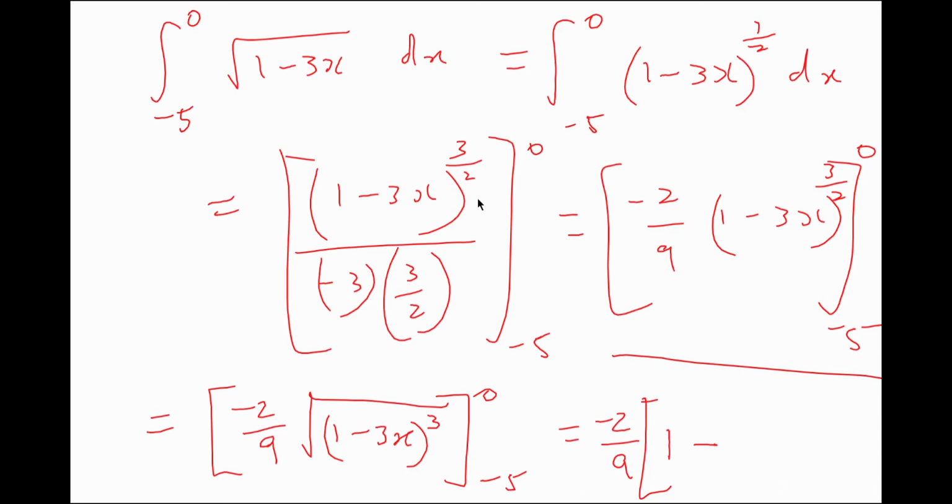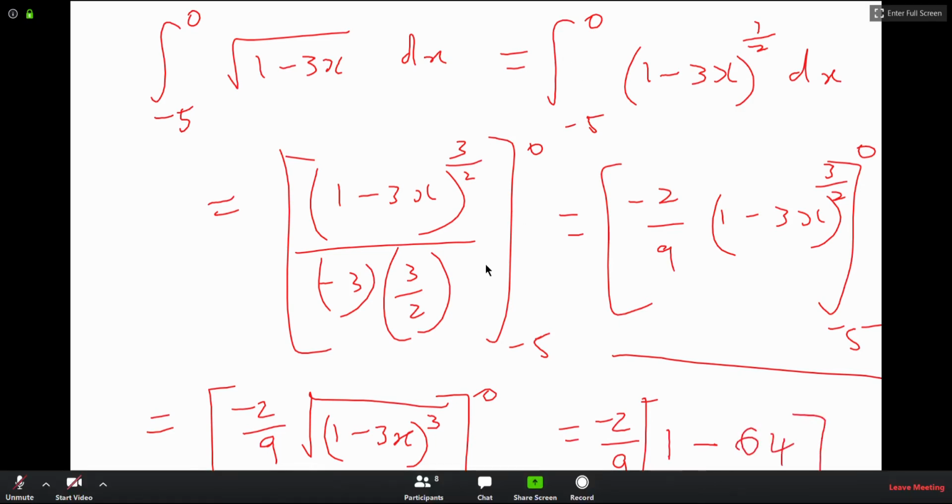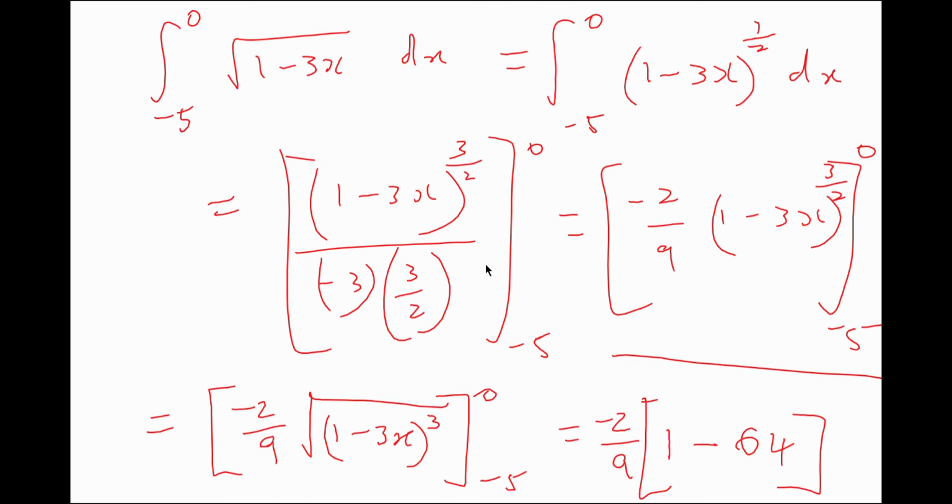So 9 minus 18 is minus 9. Plugging in minus 5 inside of here, I'm getting minus 9 add 5, minus 4, 16, all right? So if you went ahead and said 16 cubed and then take the square root, you're supposed to get the same thing, 64. All right. So 1 minus 64 is minus 63.